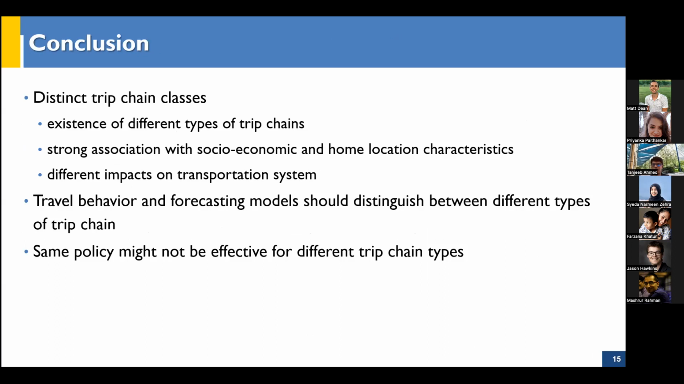In conclusion, we identified 4 highly distinct trip chain clusters, indicating that there are clearly different types of trip chains that travelers make, which are also strongly associated with the socioeconomic and home location characteristics. Therefore, depending on the category, trip chains can have a wide range of impacts on the transportation systems. So behavioral models, forecasts, and targeted transportation policies should distinguish between the different types of trip chains, such as those identified in the study, because the policies that might be effective for impacting one type of trip chain may be ineffective for the other trip chain types.